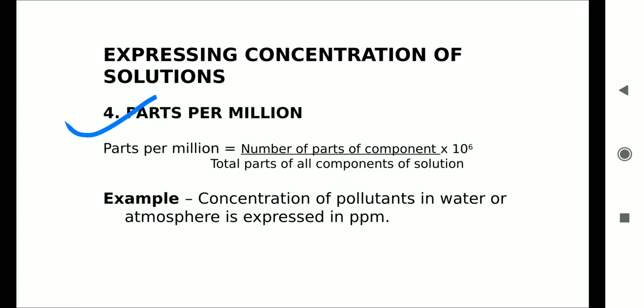Now, next is parts per million. Parts per million is used when the solute is present in a very trace amount, very less amount. The formula for calculating parts per million is the number of parts of the component upon the total number of parts of all the components of the solution, multiplied by 10 raised to 6. For example, when we have to find the concentration of pollutants in water or atmosphere, it is expressed in ppm. ppm is also called microgram per ml.